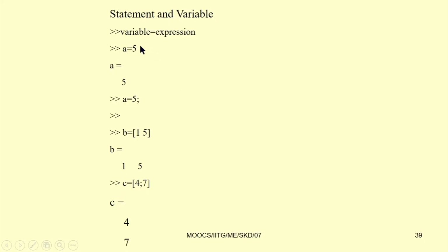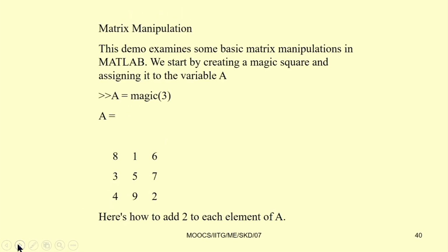Here some examples are given. For example, a equal to 5: if you are not putting the semicolon, it will display a equal to 5. If you put a semicolon, it will not display. It is written b equal to 1 5; if the semicolon is not there, it displays 1 5. If you write c equal to 4 semicolon 7, this will display like this, 4 7. Here you are writing a row vector. This way you can write a column vector. Okay. This way you can write a matrix also.